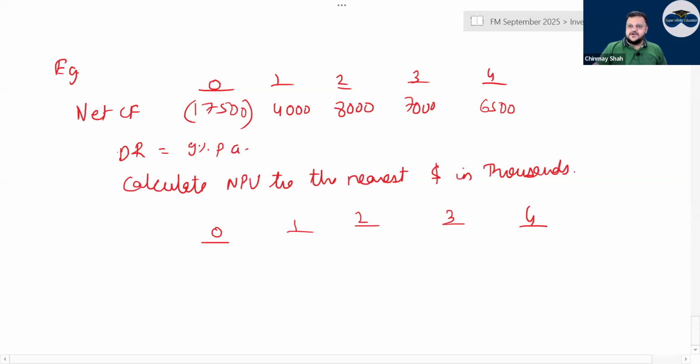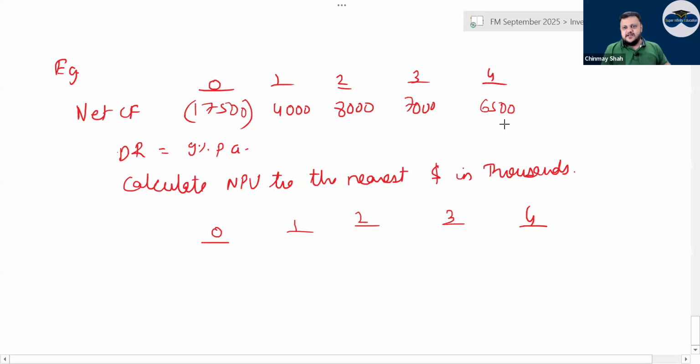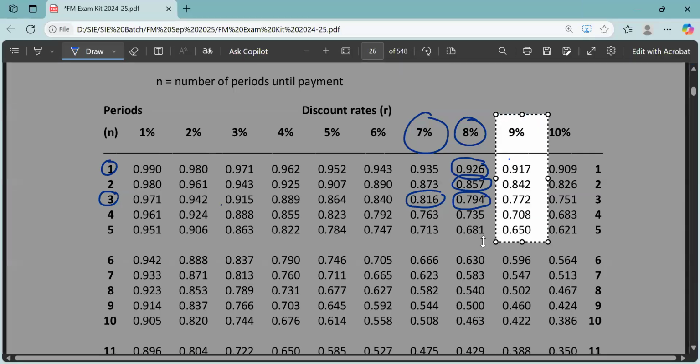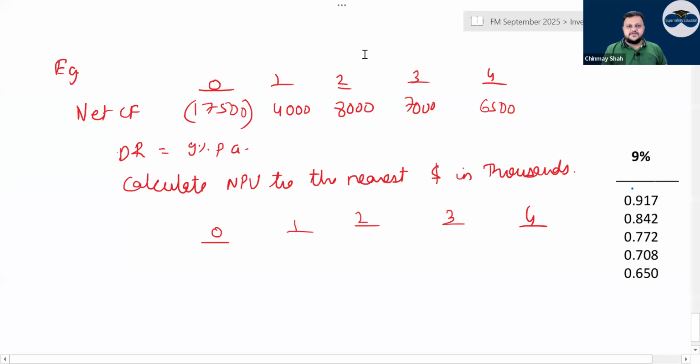Now let me see who gives me the correct answer. Is the 9% factors table visible to you? Tell me. Once you are done, type in the answer in the chat box. Don't say it out loud. Message me privately, don't put it up in the chat. I want to see.